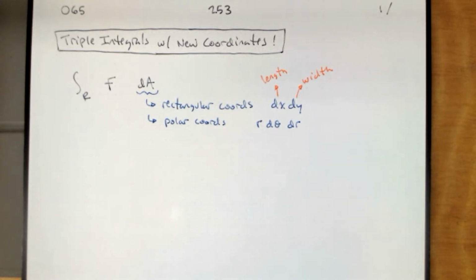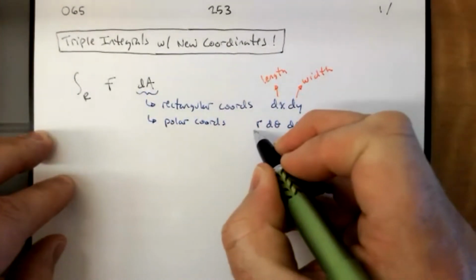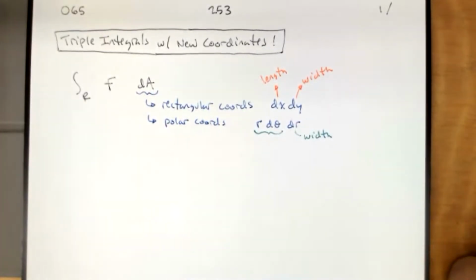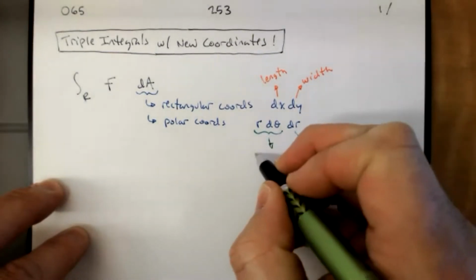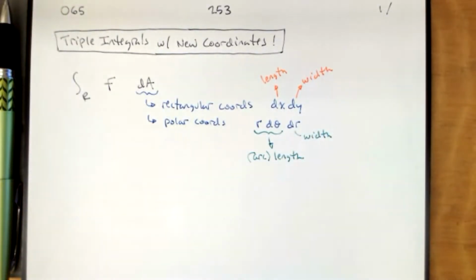The dr is a length. It's a small change in distance. So we could use dr as a width. But we need the r to make d theta into a length. And so we're using arc length. So the dA needs to be a little square or a little rectangle in the xy plane. So it's dx times dy, small change in x, small change in y. Evaluate the function at some point in that little square. In polar coordinates, we approximate that square with r d theta dr. So we're using arc length. Any questions?